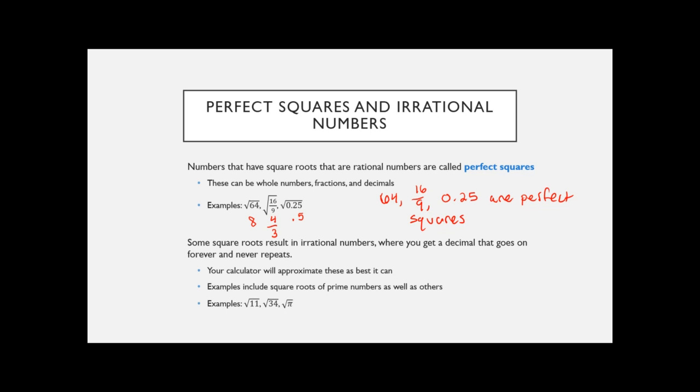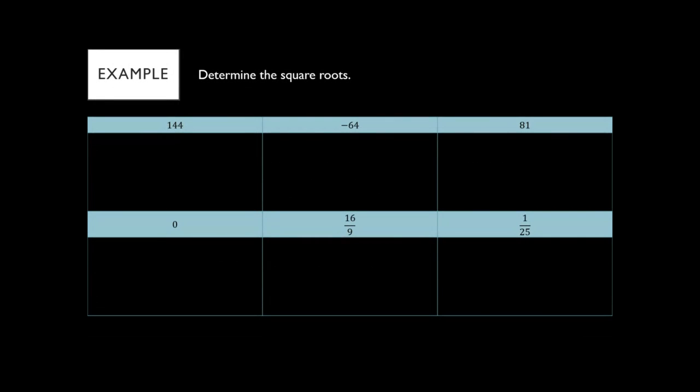Okay, so we're going to move on to going through examples just to practice and learn the terminology. So they say determine the square roots. So it's telling you to find the square root, but you're not seeing it written with the square root symbol. But that's fine because you're doing the action of taking the square root.